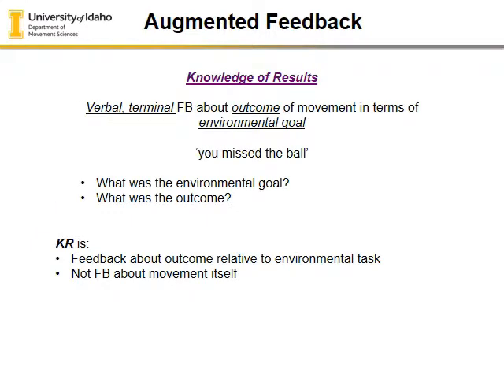So the knowledge of results, right? There's verbal terminal feedback about the outcome. The key component is the outcome of the movement in terms of the environmental goal. So did you achieve your goal? You missed the ball, you missed the target. You could say you missed the target to the northwest or by 2 inches, or whatever it is. But you need to know what the environmental goal is and what the outcome was. Knowledge of results is feedback about whether or not your outcome was successful relative to the task, not about the movement itself.